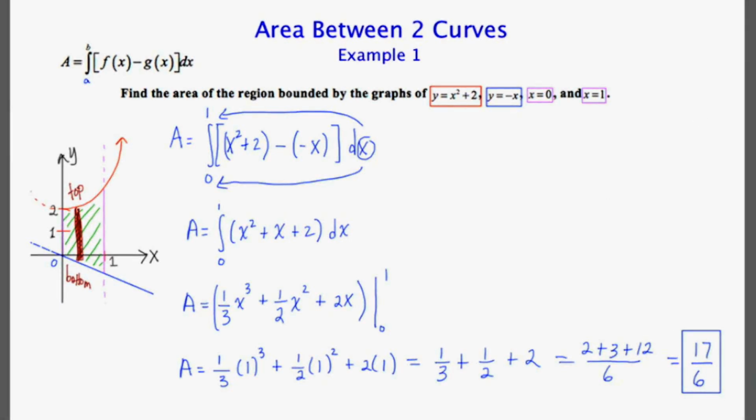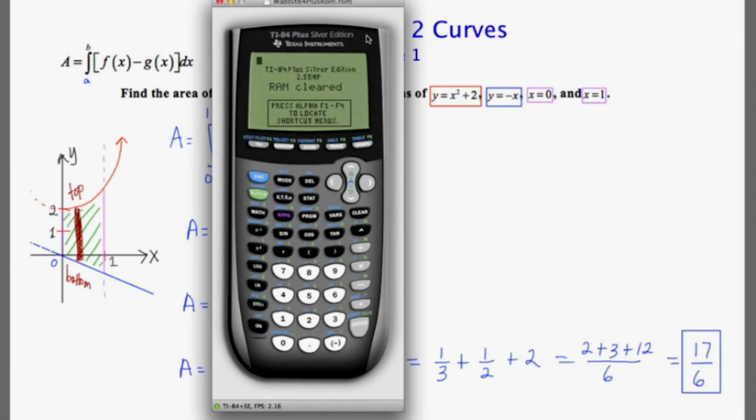But now I'd like to show you how to do this on the calculator. Okay, so here's the calculator. I've turned it on. I'm going to go to the y equals screen, and I'm going to let y sub 1 equal the first curve, x squared plus 2. And then I'm going to scroll down to y sub 2 and make it negative x. And now I'll graph just to see that the graph that shows up here is the same as the one that I was working with. And it's our parabola and our negatively sloped line.